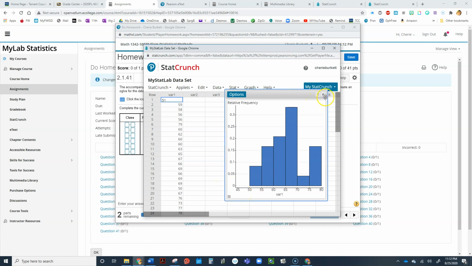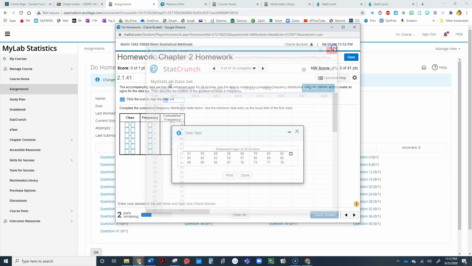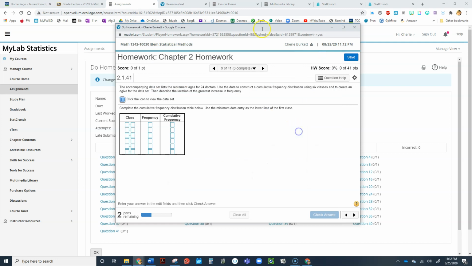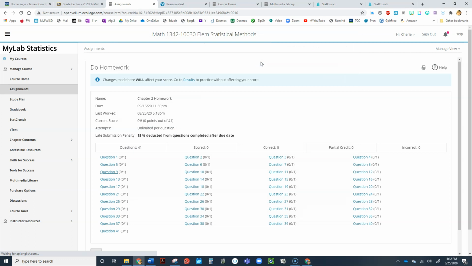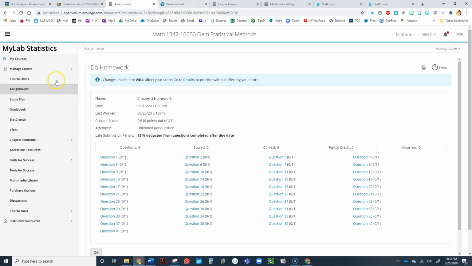Okay, so that's how you can use StatCrunch in the middle of a problem. So that's very helpful. There's also one other thing that I want to show you about StatCrunch and your textbook. And that is down here where it says multimedia library.